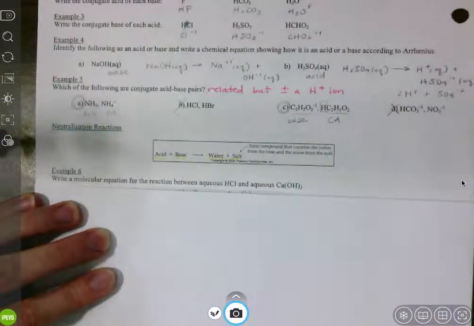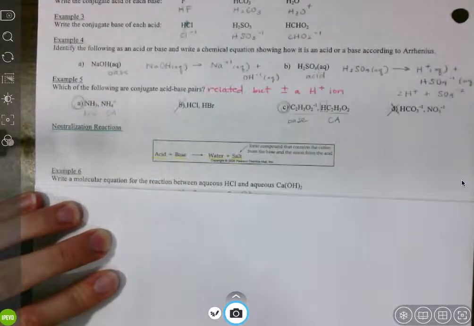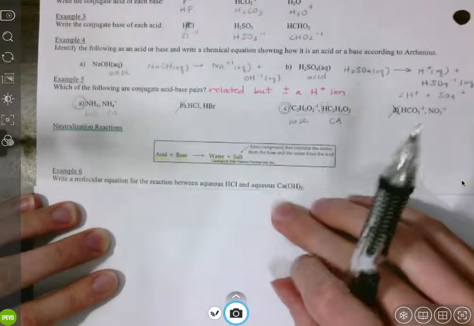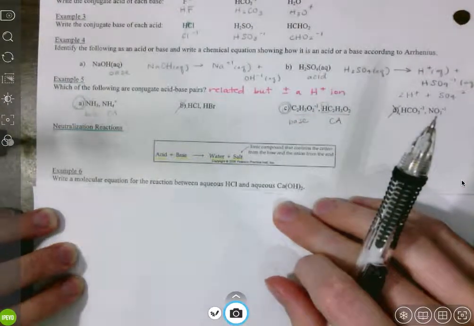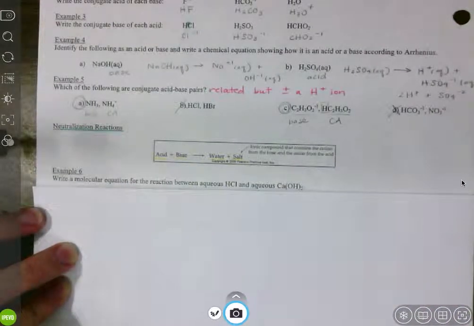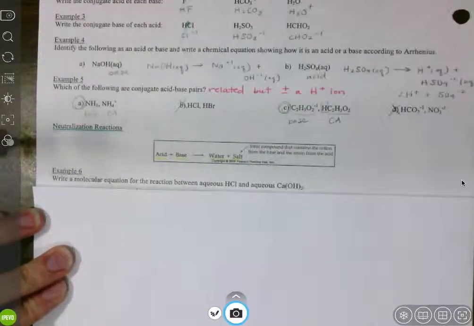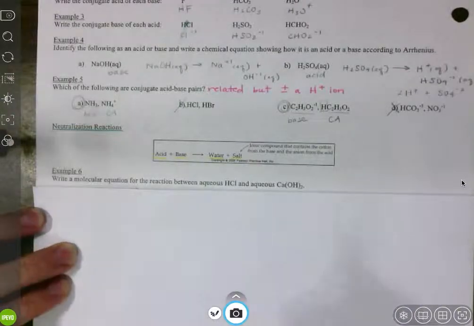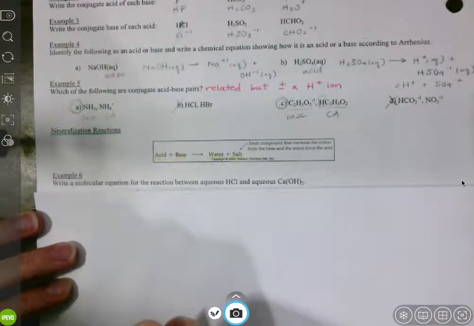Okay, let's look at example number 6. Write the molecular equation for the reaction between aqueous hydrochloric acid and aqueous calcium hydroxide. Okay, so we need to follow the rules that we were doing when we were writing balanced chemical equations from names, and from reactants as well. So let's write the names of both of these.